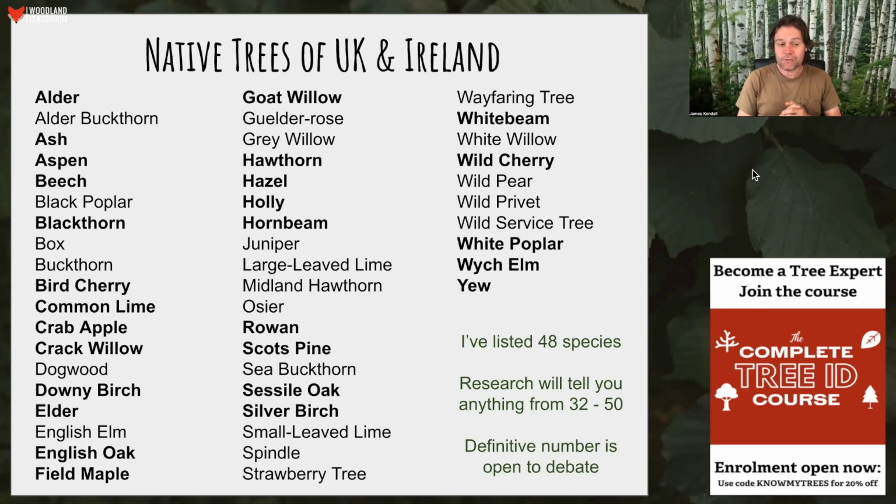Elms are a bit of an issue. I've got English elm and wych elm here, but there are other local elms as well. Pears too. There seems to be a bit of debate as to whether wild pear, common pear, Plymouth pear, how many of these are actually native. I just count the wild pear myself. So nature is never complicated. It's never black and white, is it? There's never a clear answer. But that's the list that I've got, and we're going to go through a few of these tonight.